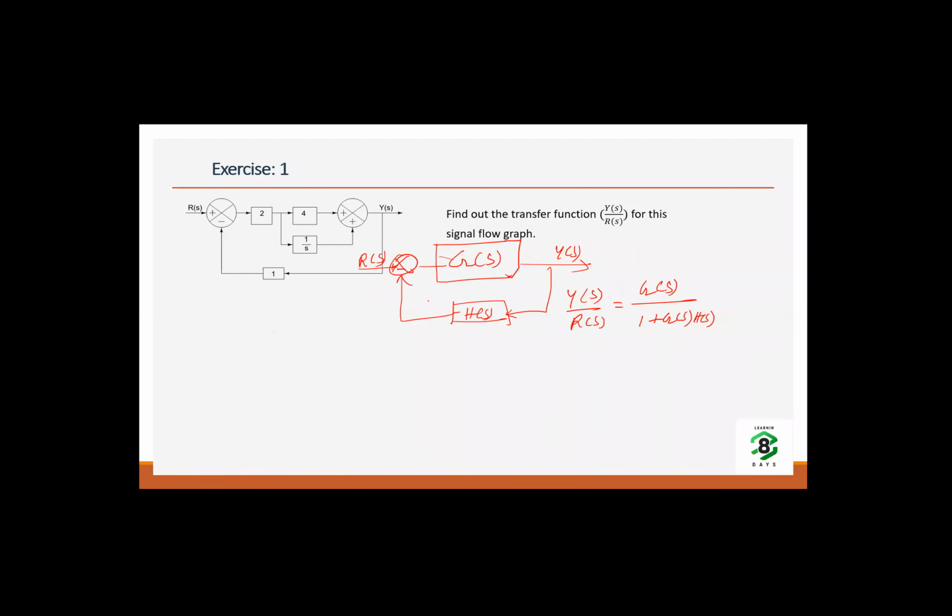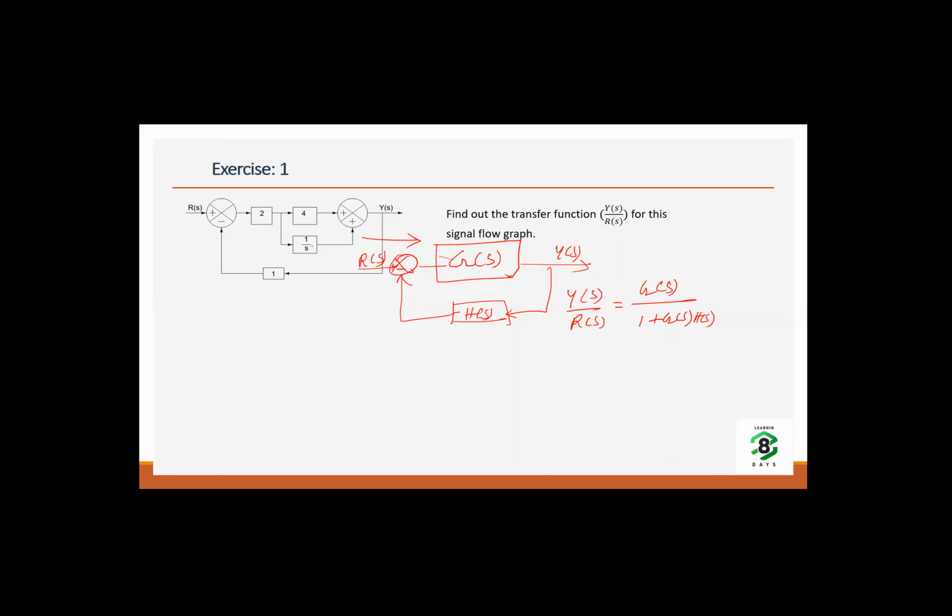But in most cases, the system involves multiple blocks, and their connectivity will also be in a complex manner. So what you have to do first is convert this complex diagram to this simplified form, and we have some transformation rules which, if you understand or memorize, then you can use those rules.